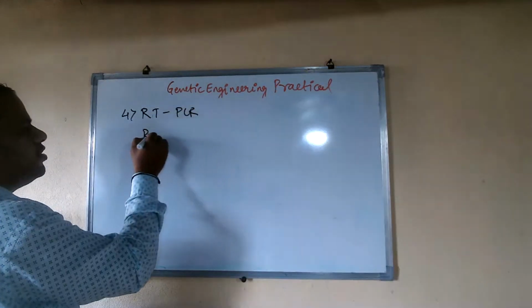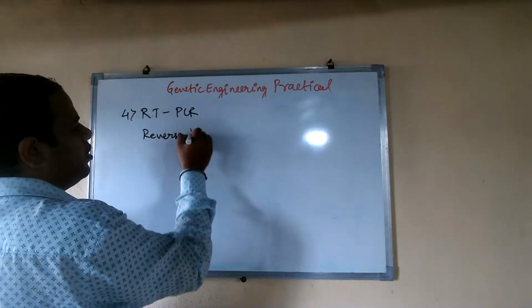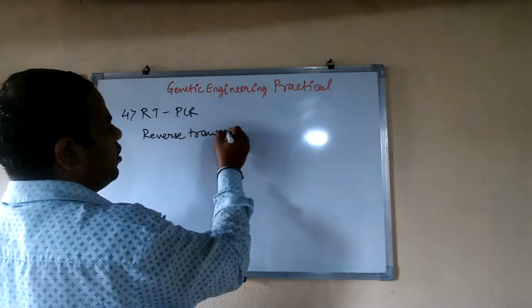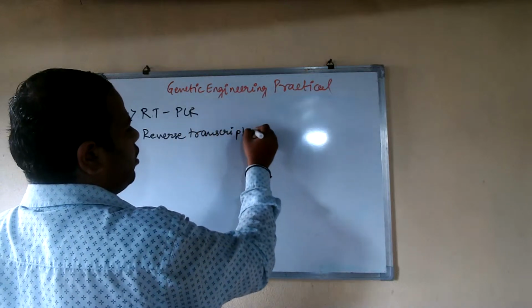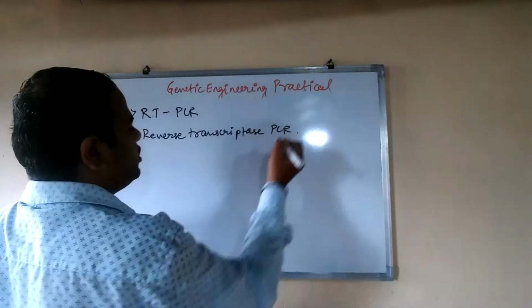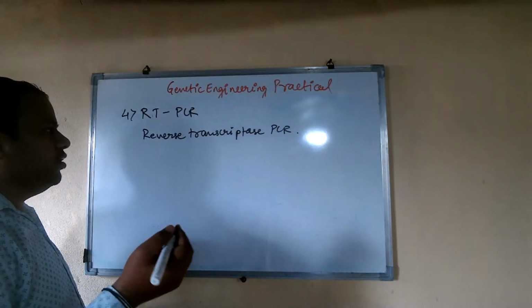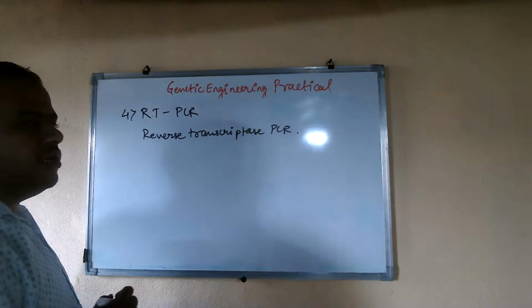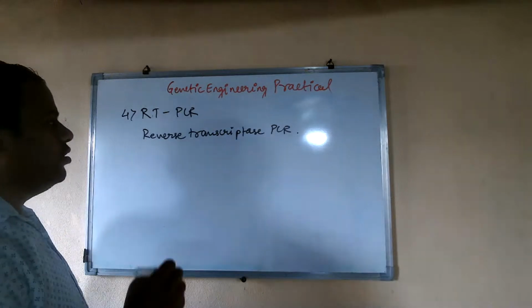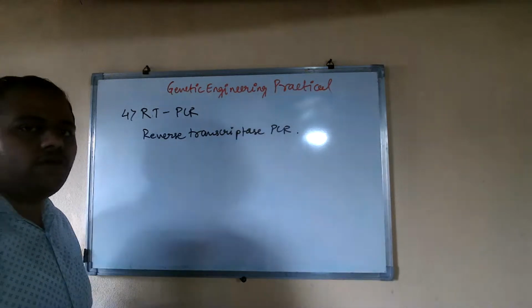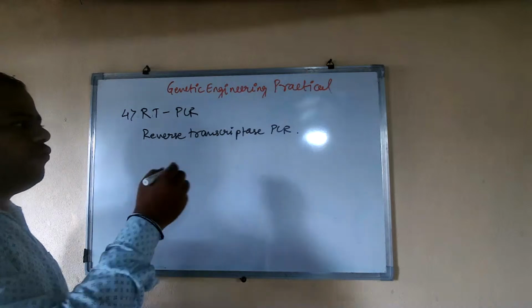RT-PCR means reverse transcriptase PCR. Okay, so what is done in this PCR? You have to detect a particular viral protein or viral sequence. So then you have to amplify that particular viral sequence. Then you have to go for RT-PCR.